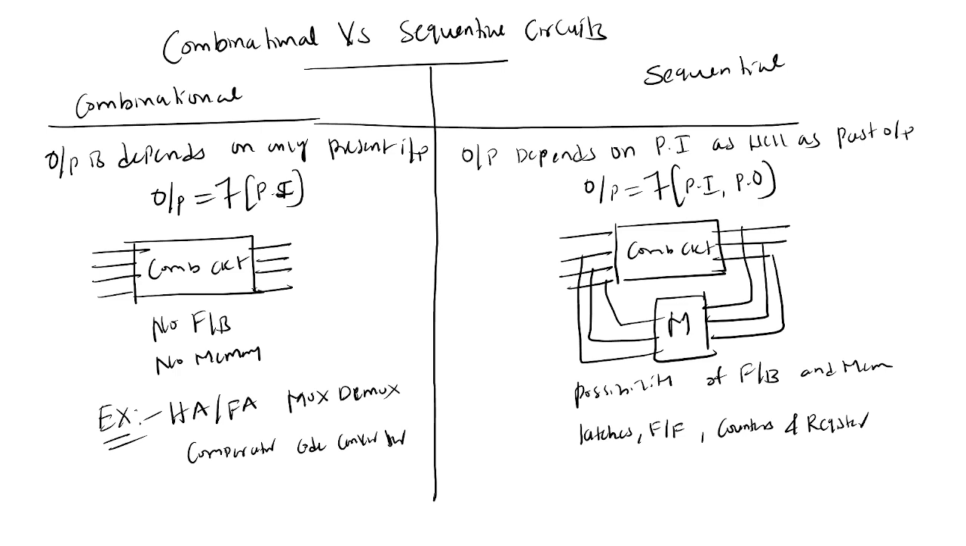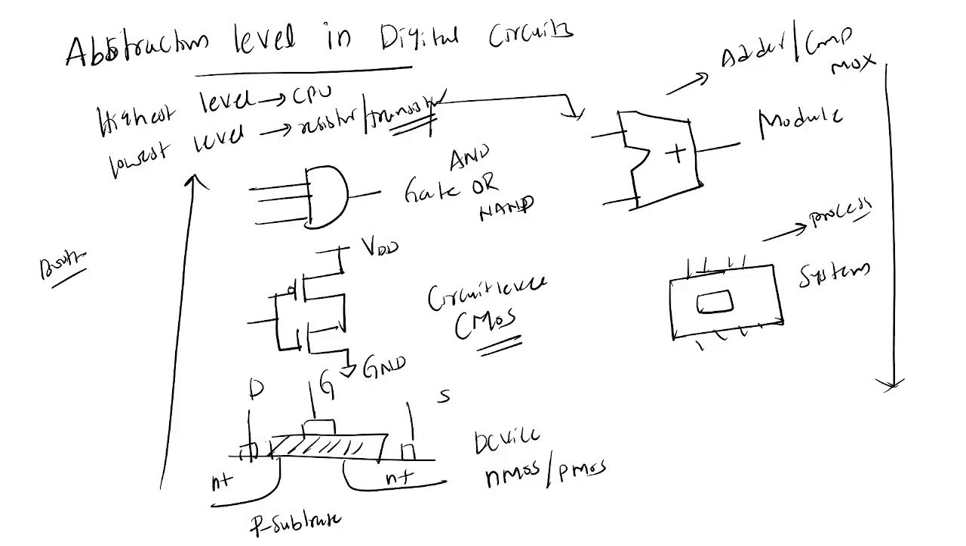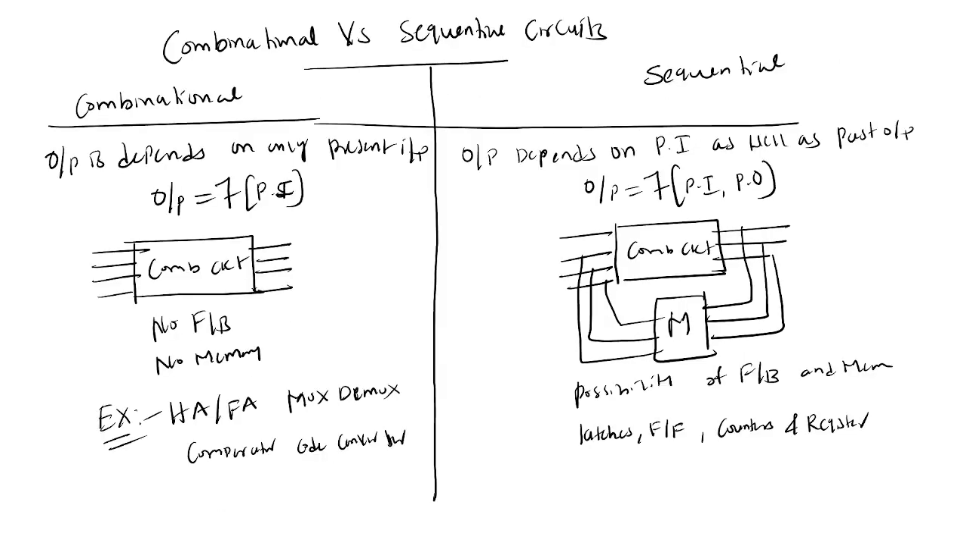Some more differences. Memory: combinational circuits don't have memory and sequential circuits have memory. Feedback: combinational doesn't have feedback and sequential has feedback. Processing speed: combinational is fast and sequential is slow, because sequential has to get feedback.